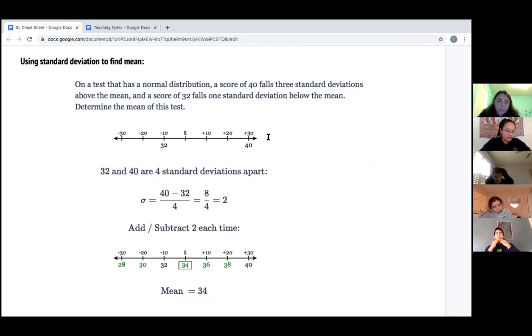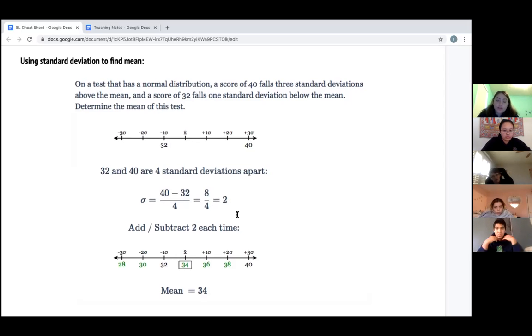One good way to do this would be to draw out a number line. Let's put your mean right in the middle. You know that 40 is 3 spaces above, and 32 is 1 space below the mean. Everything is centered around the mean. You don't know what it is, but you know that it's there. Once you draw this number line, you see how many spaces apart these two values are. You go 1, 2, 3, 4. Okay, they're 4 spaces away. So 40 minus 32 divided by 4, which is 8 divided by 4, equals 2. That's how you find your standard deviation.